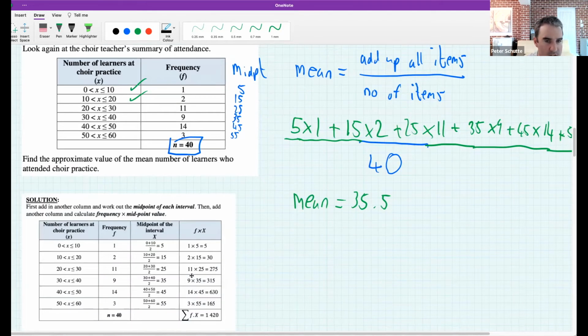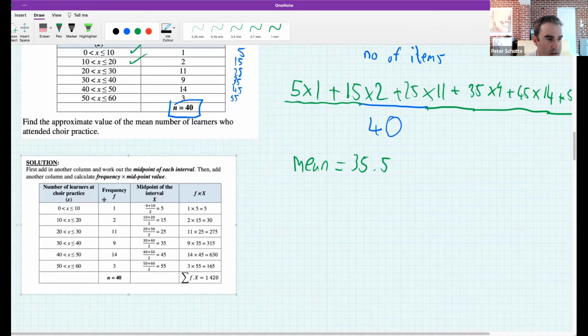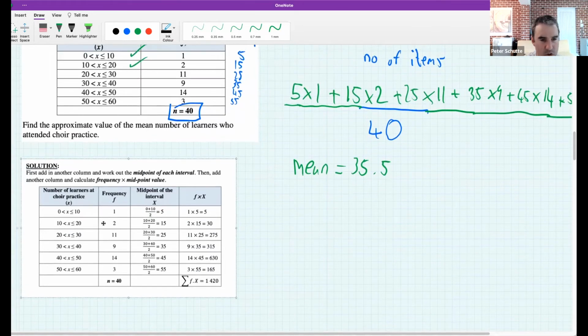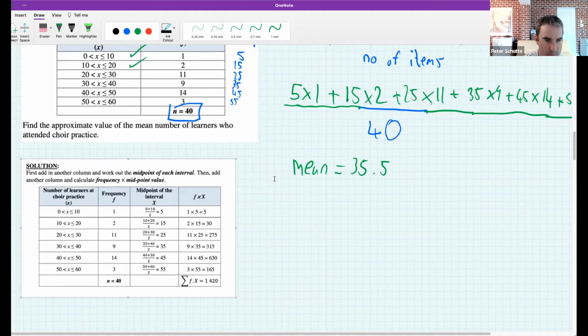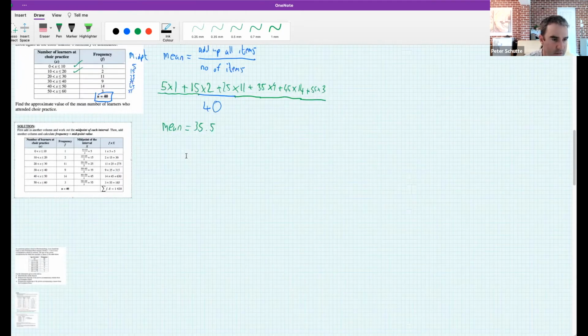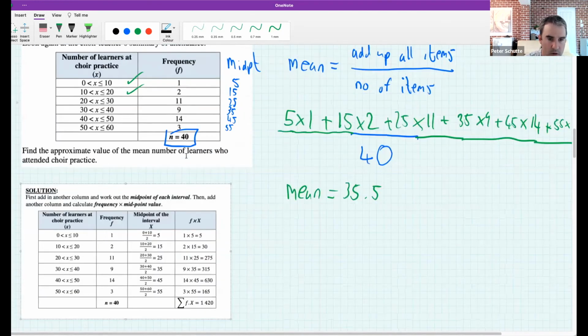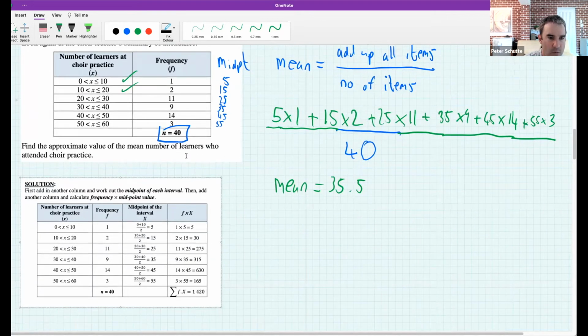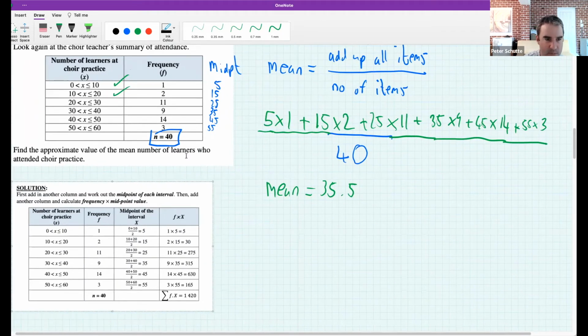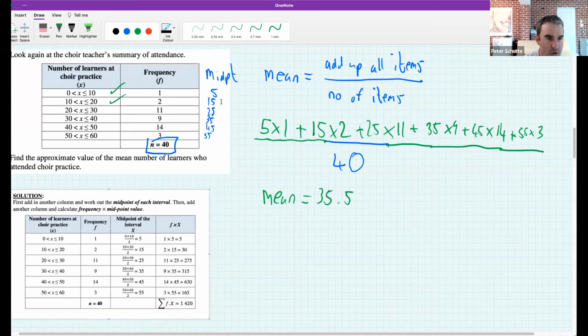If you look at the answer, what we did here, all that you really need to do is this calculation that I've showed you. You basically add up all the items, and how do you add up all the items? You simply find the midpoint and you times it by the frequency. And then you add midpoint times the frequency, and so on.